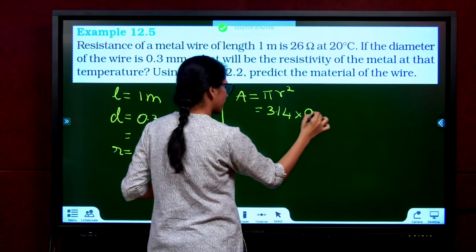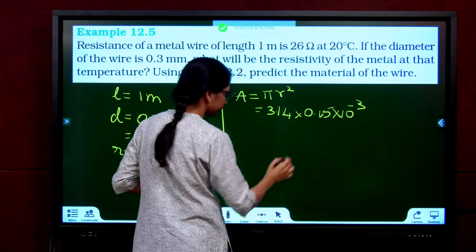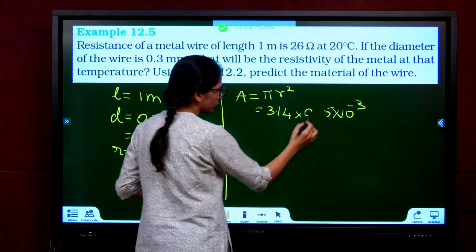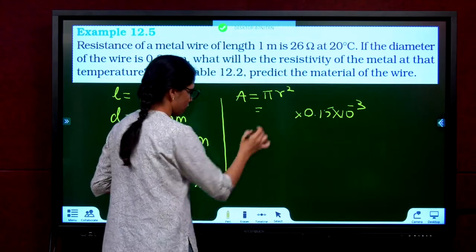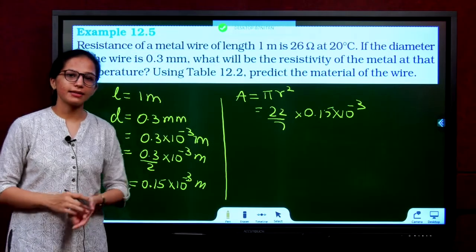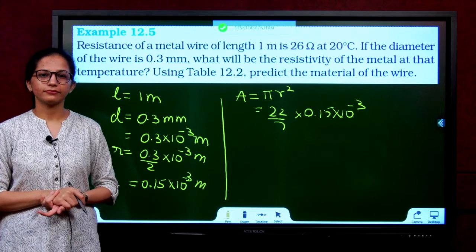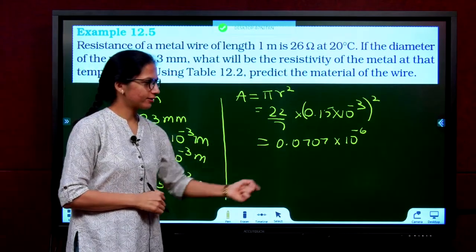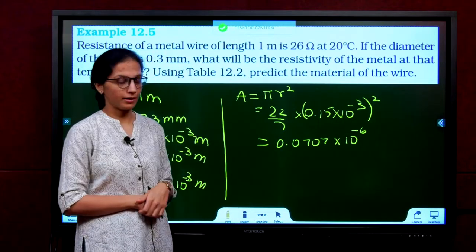R is 0.15 into 10 power minus 3. It's better to use 22 by 7 for more accuracy, so we shall also take 22 by 7 here. Multiply this and tell me the answer. So, check it out. After solving this, you get 0.0707 into 10 power minus 6.